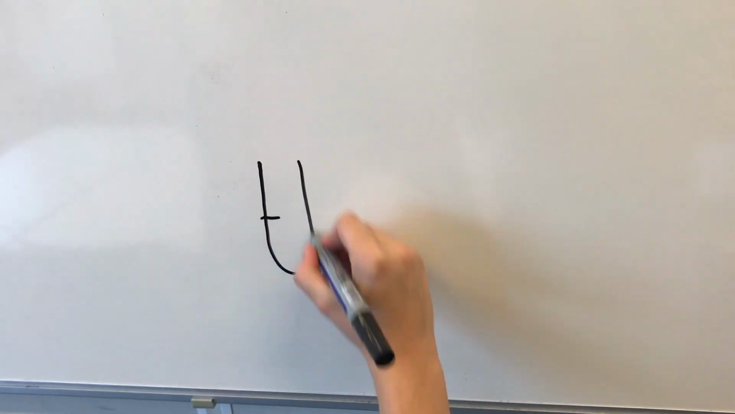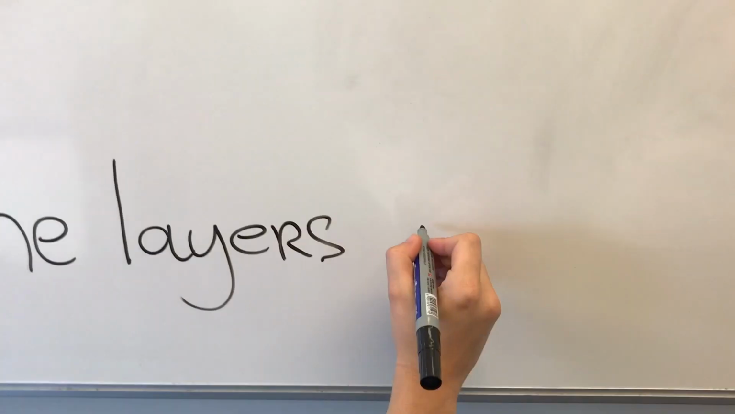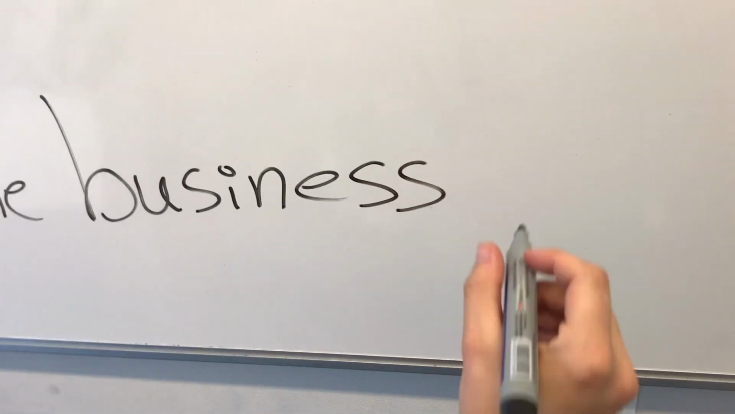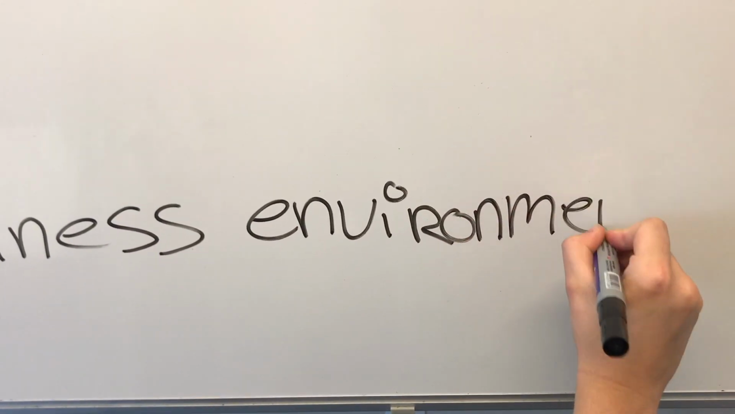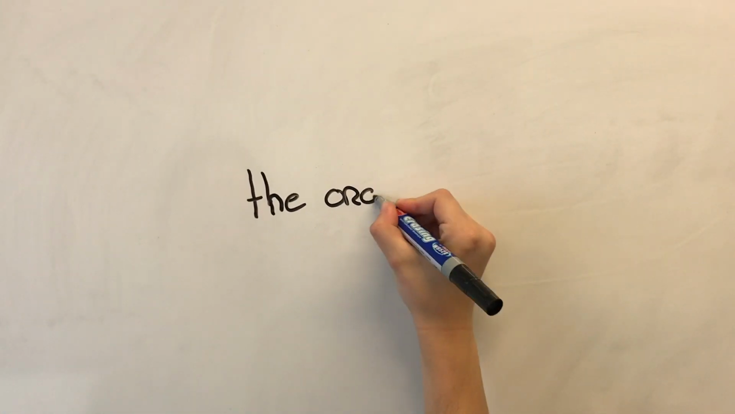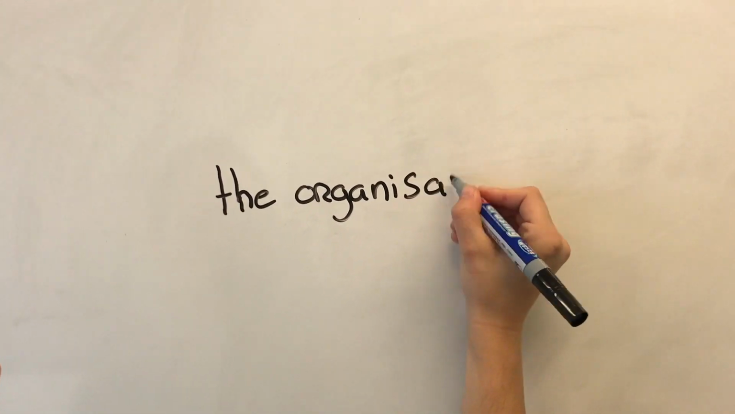Today we're going to talk about the macro environment, but first we need to explain the other layers of the business environment. First, we have the organization. This is all about the internal part of an organization.